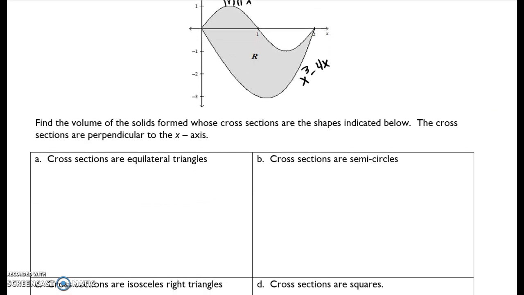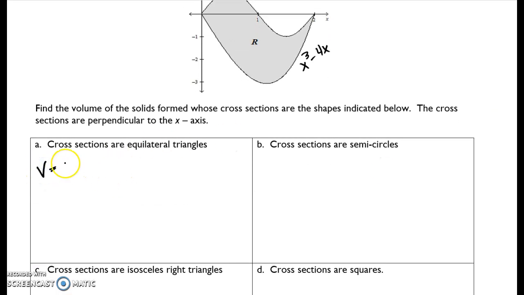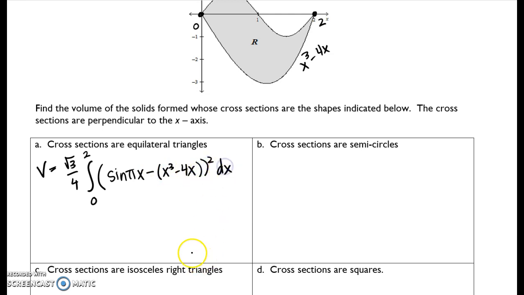So first we have equilateral triangles. Our formula is volume equals square root of 3 over 4 times the integral from a to b. In this case it's 0 to 2, so you have to use your intersection points. Our top graph is sine of pi x. Our bottom graph is x cubed minus 4x. So you need to make sure to use parentheses there or distribute and change the signs. And then from there you can just type it right into your calculator, 4.3207.